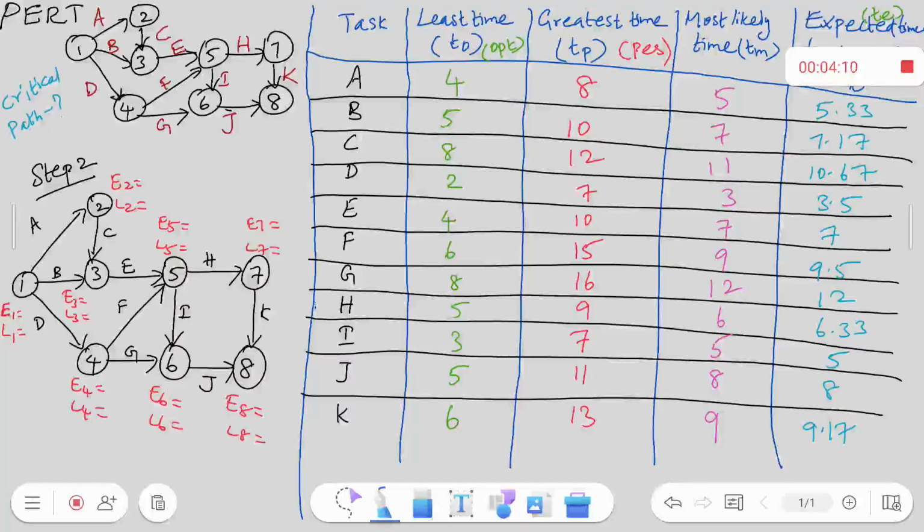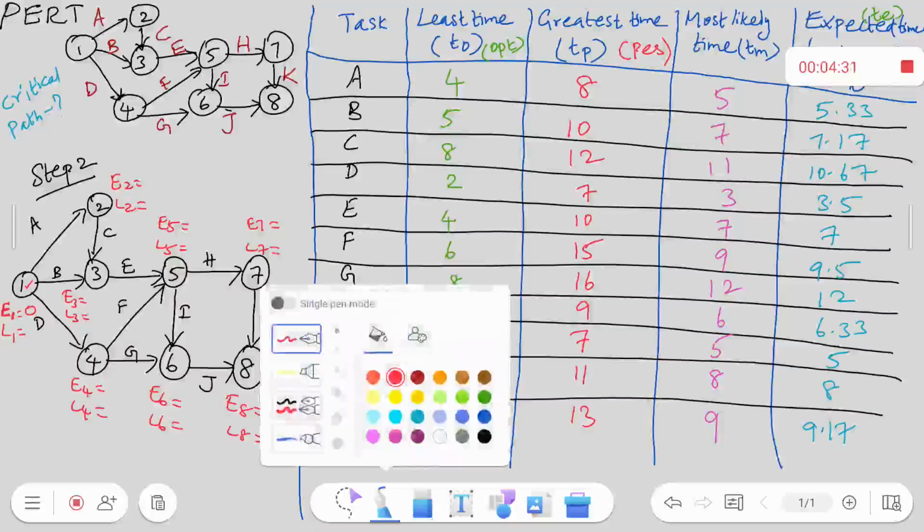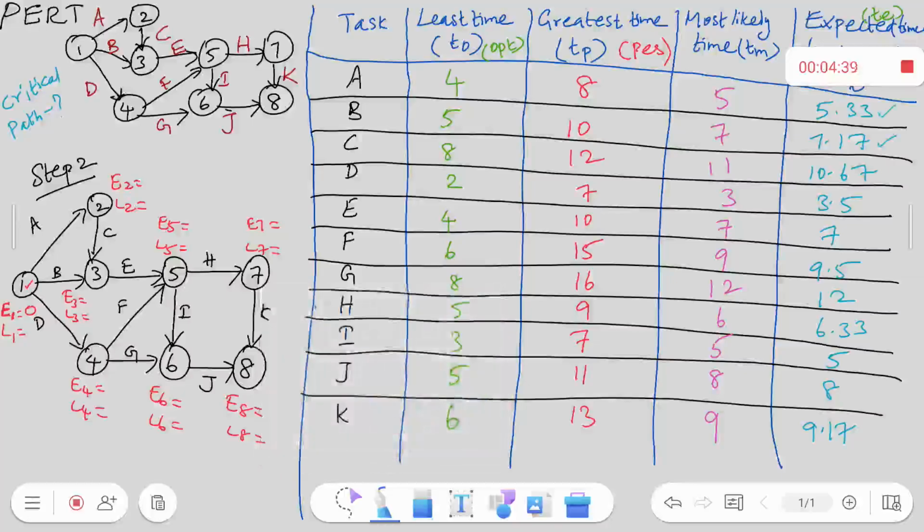To find E at 1, we start from the first node. At the first node, there is no time involved, so I have 0. Now I need to know the time for each activity like A, B, C, D, E, F, G, H, I, J. So what I do is take the time in this column, the expected time, 5.33. These values I take and copy into the respective nodes. That is, for A, I take the value of 5.33.